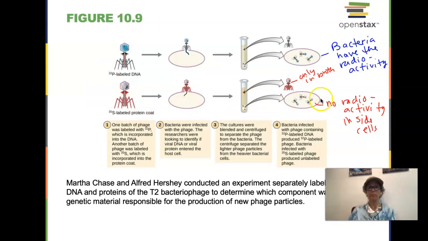So even though there are assembled viruses, the genetic material that entered that bacterium had no radioactivity, so that non-radioactive genetic material directed the synthesis of new genetic material for the virus and new proteins for the virus. No radioactivity, we only found radioactivity in the particles that were suspended in broth. So even in viruses, the nucleic acid is what's entering into a cell and causing changes.